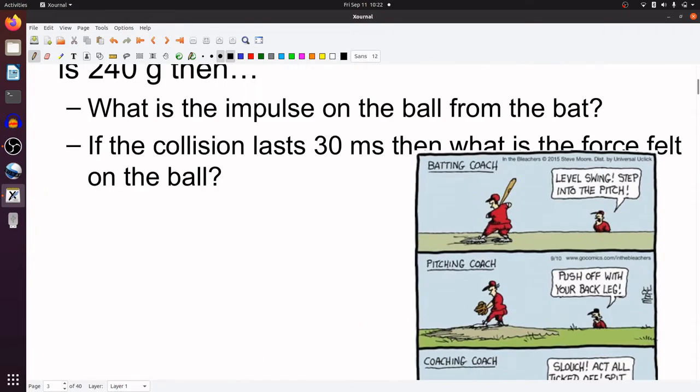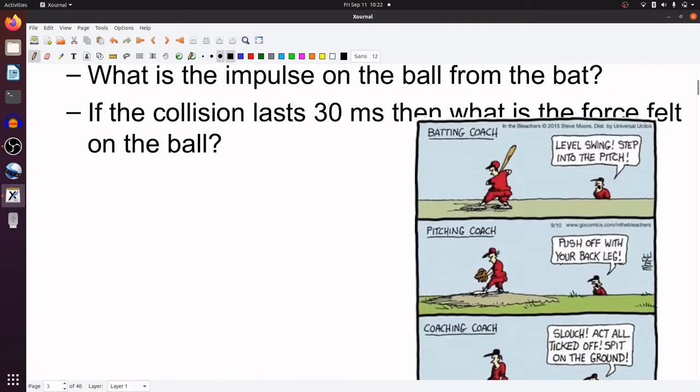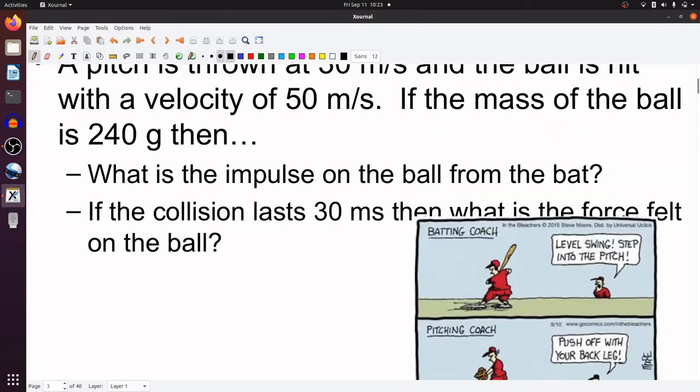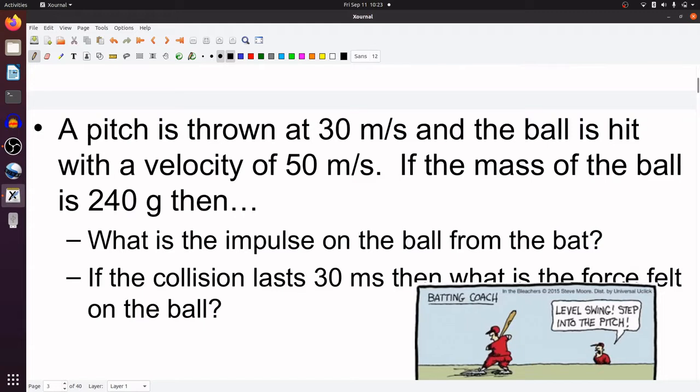Sorry about that, the slide got cut off, though we could still at least read it. Let's do a baseball example. A pitch is thrown at 30 meters a second, and the ball is hit with a velocity of 90 meters a second. If the mass of the ball is 240 grams, then what's the impulse on the ball from the bat? And if the collision lasts 30 milliseconds, then what is the force felt on the ball?